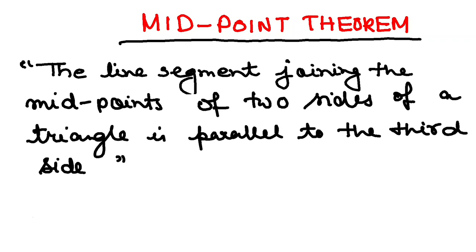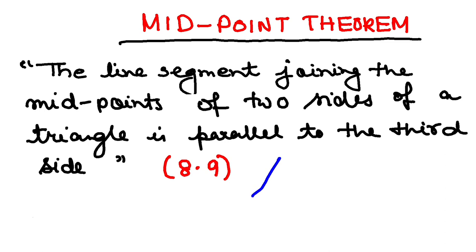Hello students, in this video we shall discuss a very important theorem from the chapter Quadrilateral. This is basically theorem 8.9. The statement goes like this: the line segment joining the midpoints of two sides of a triangle is parallel to the third side. This is also called a midpoint theorem. You will come to know why when I start explaining.